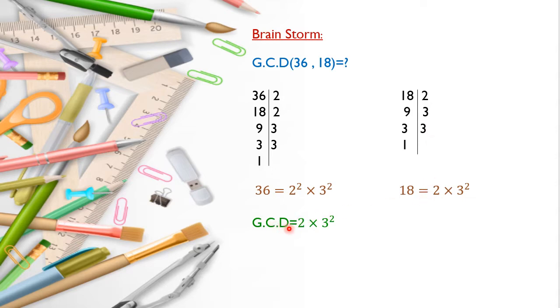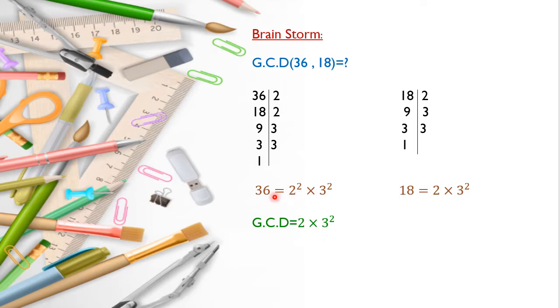Now the GCD. As we have said, to find the GCD, we take the common numbers presented in both. So here in 36 we have 2, 3, and in 18 we have 2, 3. So we take both numbers 2 and 3. So GCD is equal to 2 times 3. Now let's talk about the exponent of 2 and the exponent of 3.